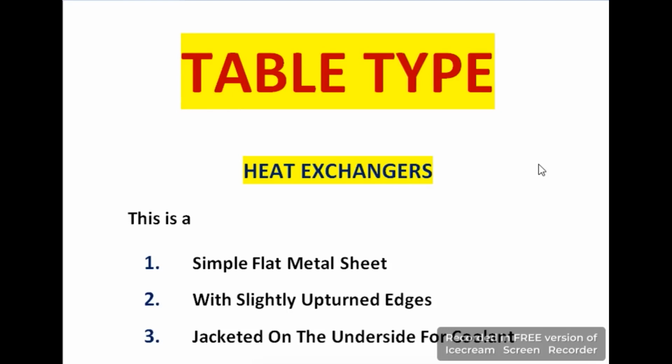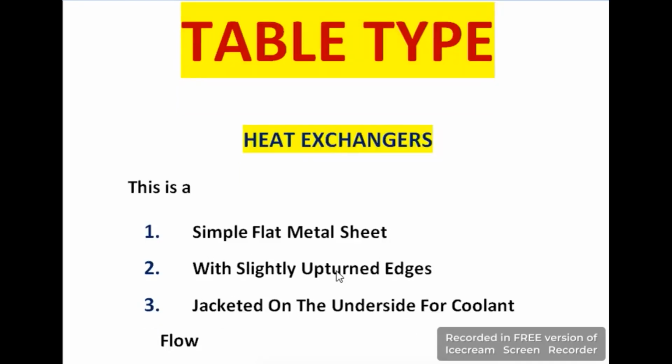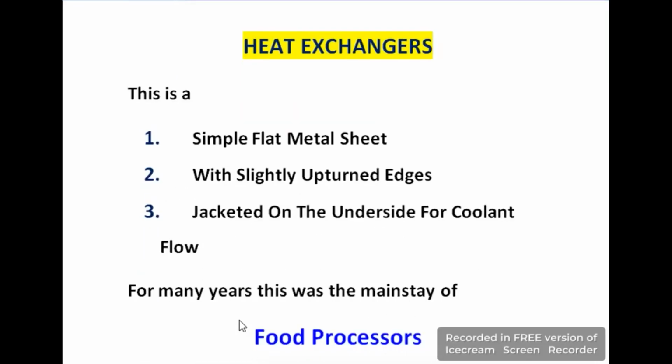According to construction, they are very simple. It consists of a metallic sheet, and the edges of that sheet are upturned, and a jacket is also provided at the bottom of that sheet to provide coolant. These types of heat exchangers are mostly used in food processing industries.